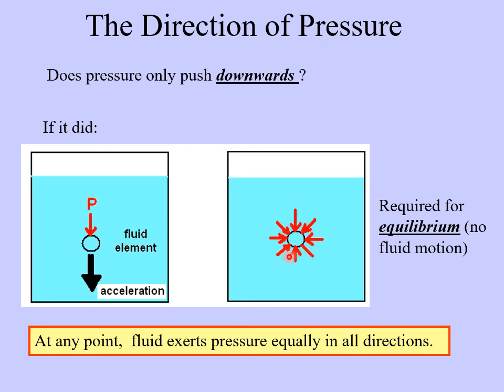And so that's sort of an analogy of what's going on here with pressure. That pressure is coming from all directions equally. If we take a small little sample of fluid here, all these arrows are the same length and pointing in opposite directions. So there's no net force on this point right here. So at any point, fluid exerts pressure equally in all directions.